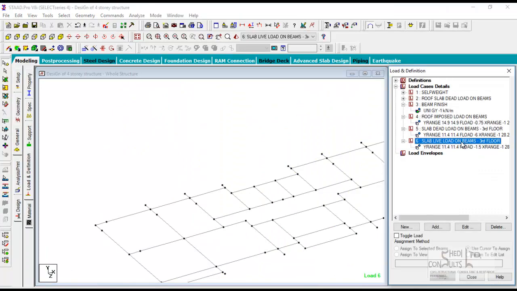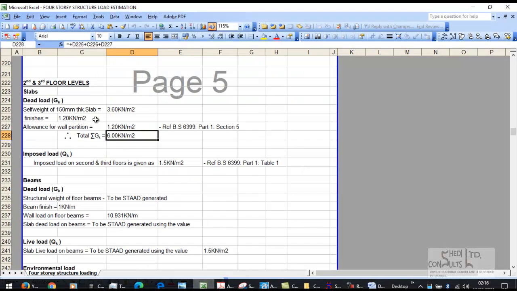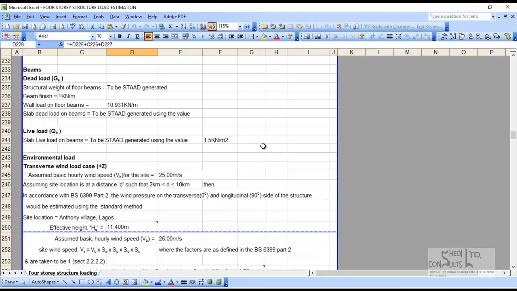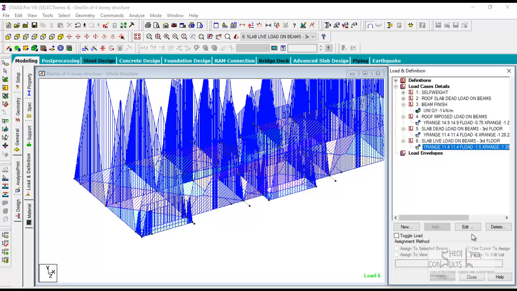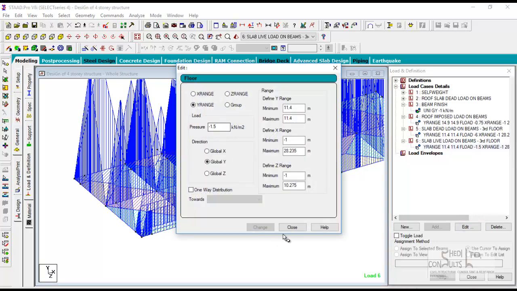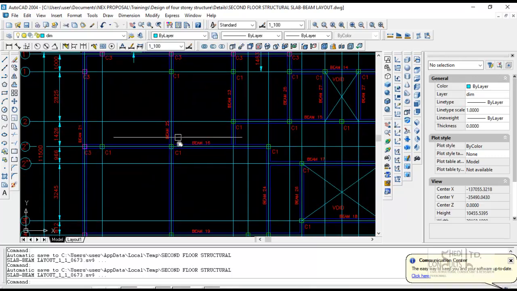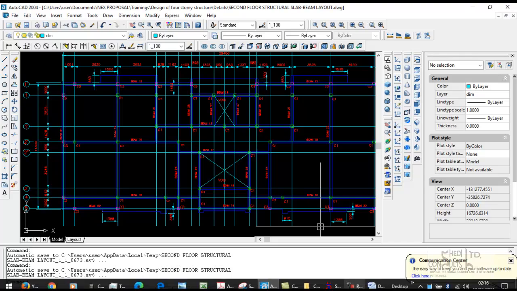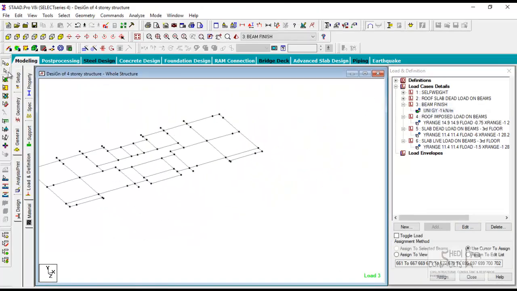Okay, slab on third floor. So what next? What are the other loads on the third floor? Let's go back to our loading. Slab live load. Have I done slab live load? Yes, that's 1.5. We've done that. What loads are the beams carrying? Again, the beams are also carrying beam finishes. So we're going to apply that same beam finish. This beam finish, you're going to apply it on the third floor.